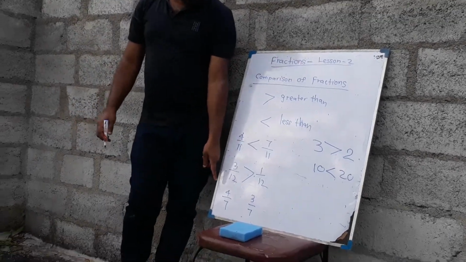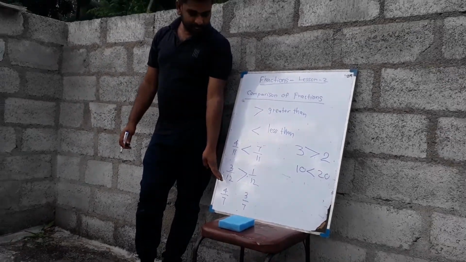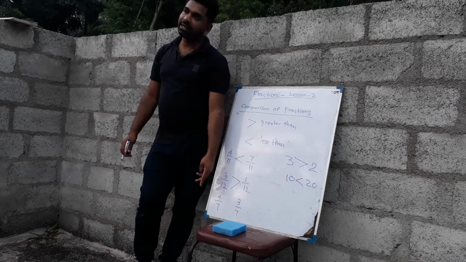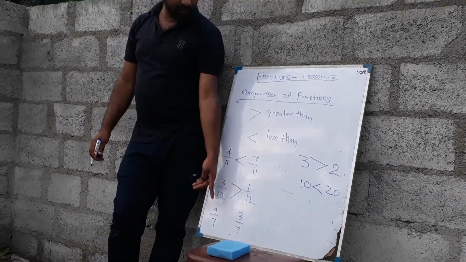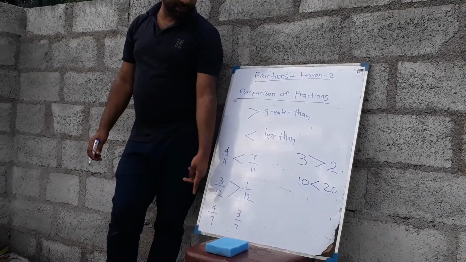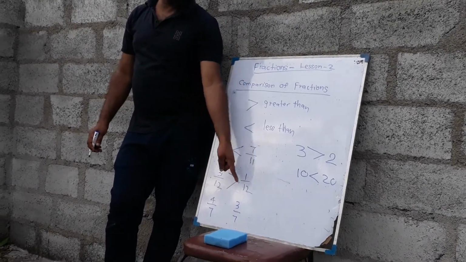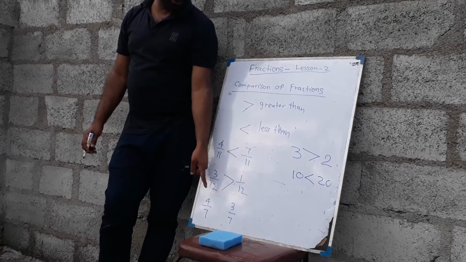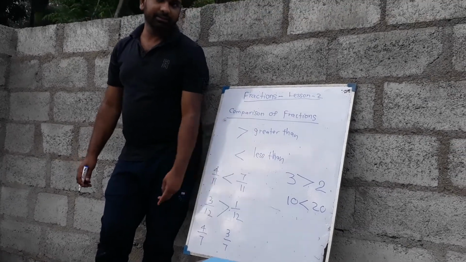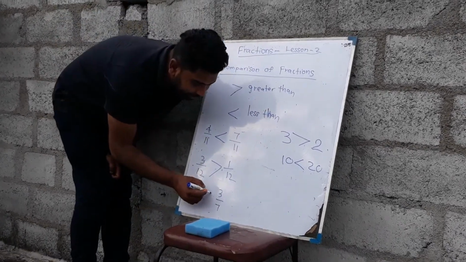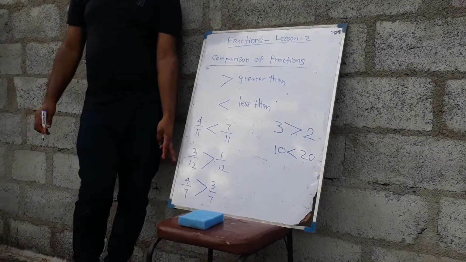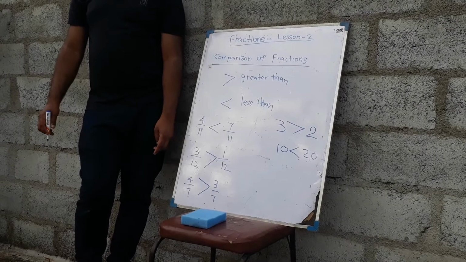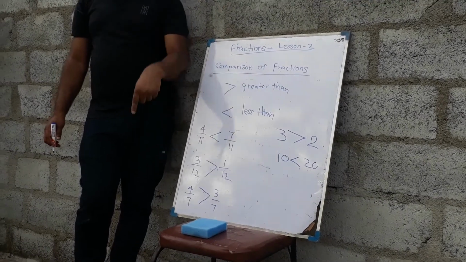Then if you look at the last one, 4 sevenths and 3 sevenths. In this pair of fractions also, 7 is the denominator, which is equal. So look at the numerators only. So 4 is greater than 3. Then you can put this symbol. So we say 4 sevenths is greater than 3 sevenths. So this is the first type.